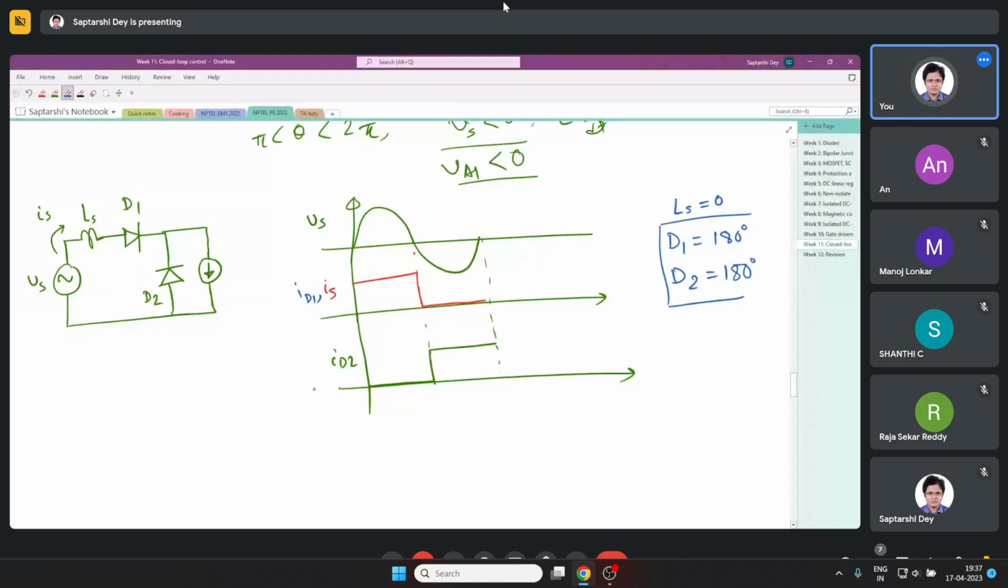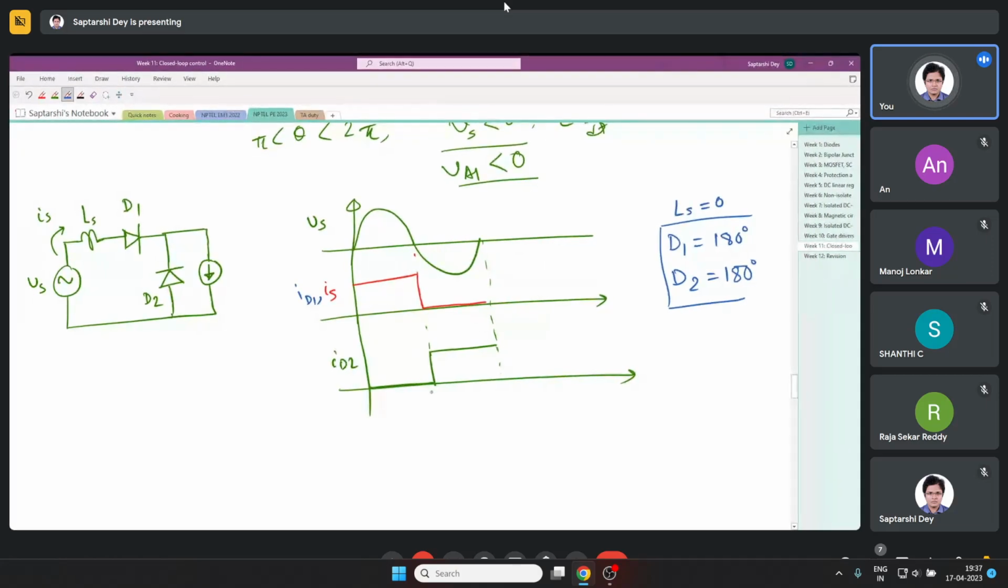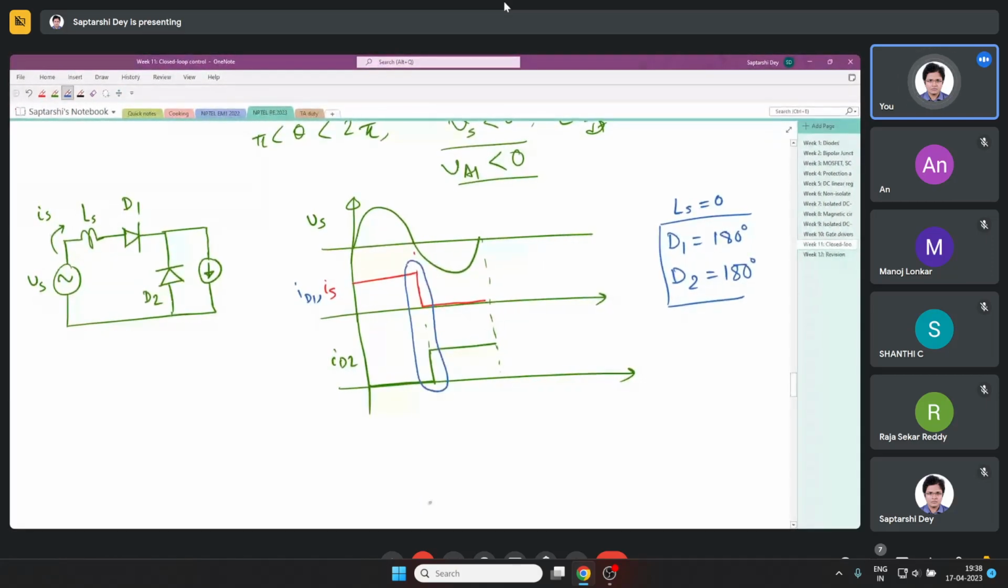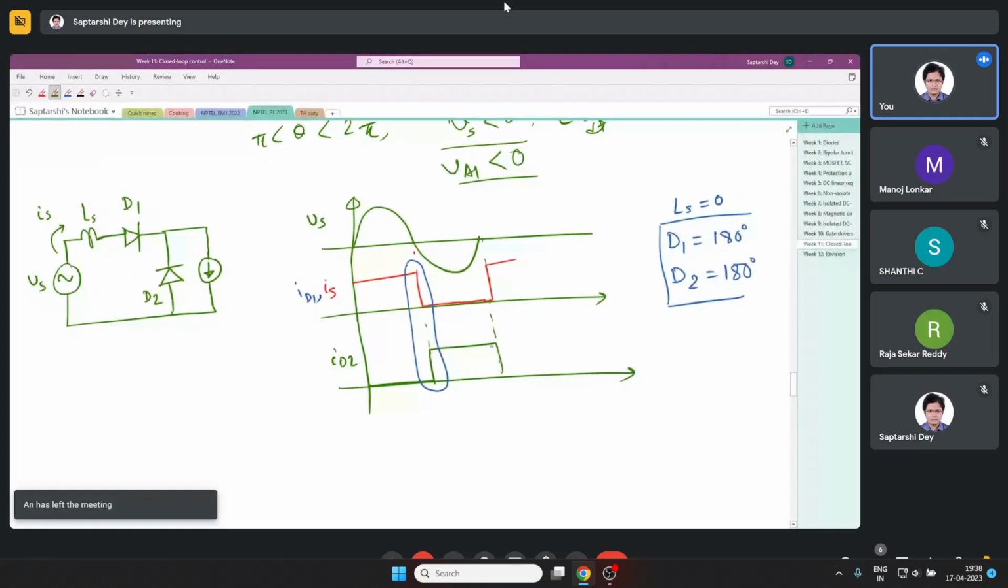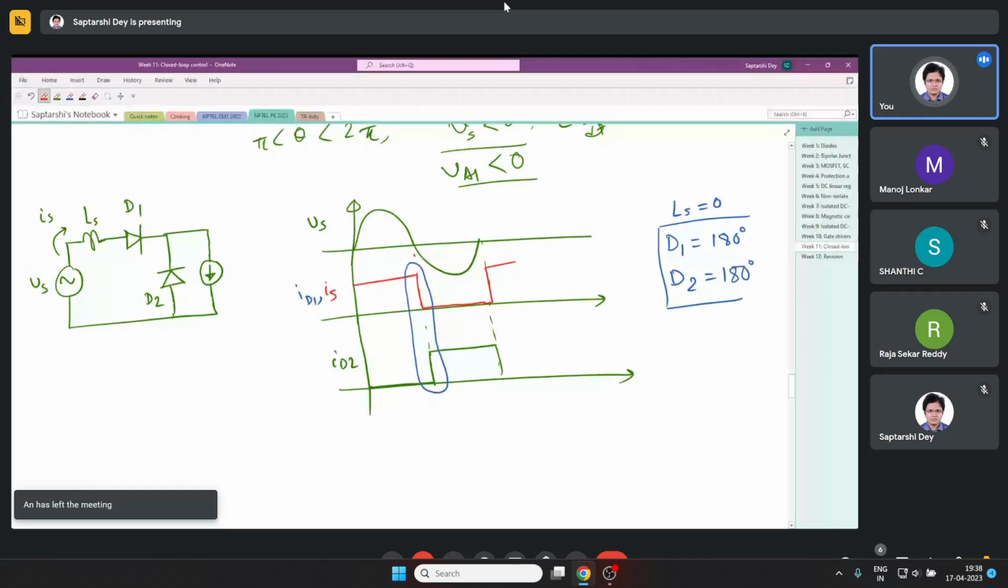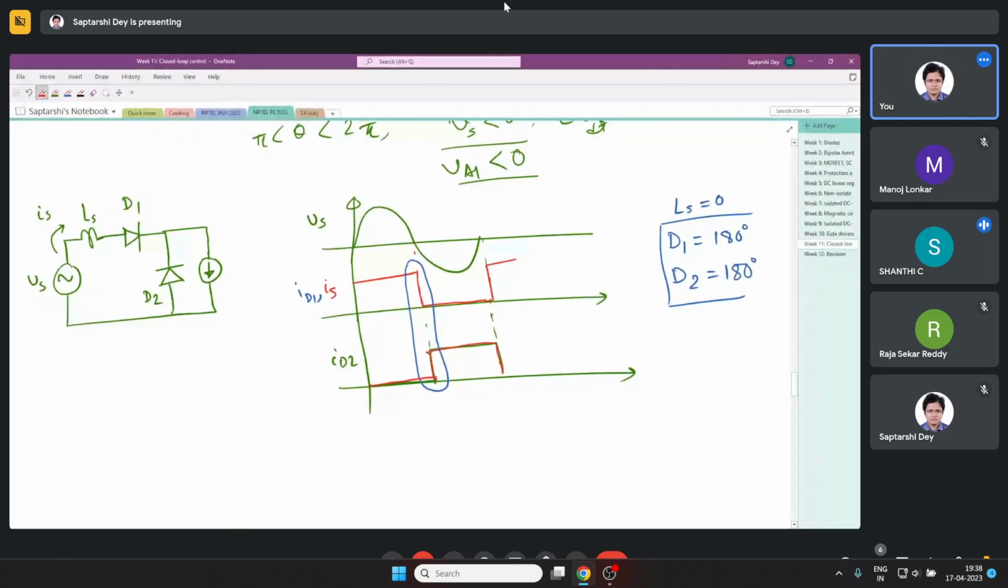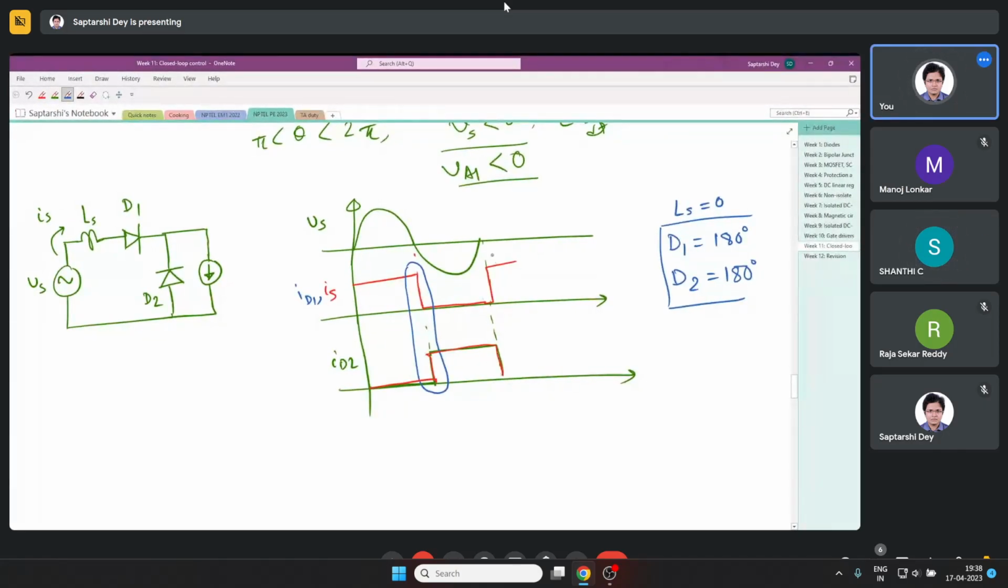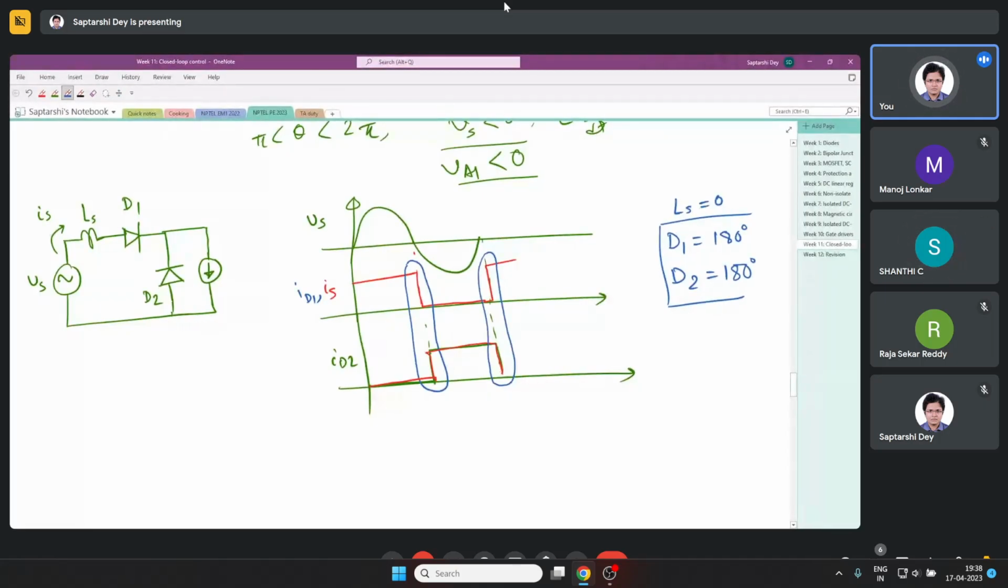Now there is a source inductance. So what is happening is, look here, this phase is the commutation phase, right? This is where commutation is happening. The current is shifting from D1 to D2. This is also another commutation period. Let me draw it with red. The current is shifting from D2 to D1, another commutation phase. Just a minute, let me complete, and I will take your question. So these two are the commutation periods.